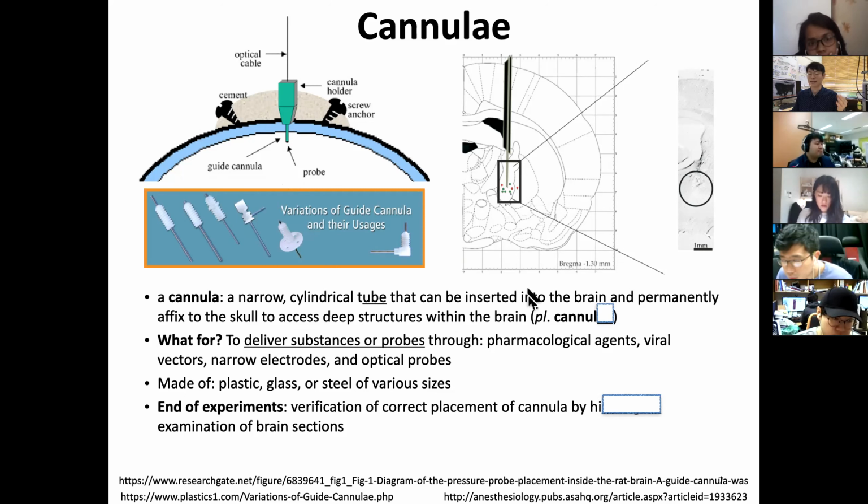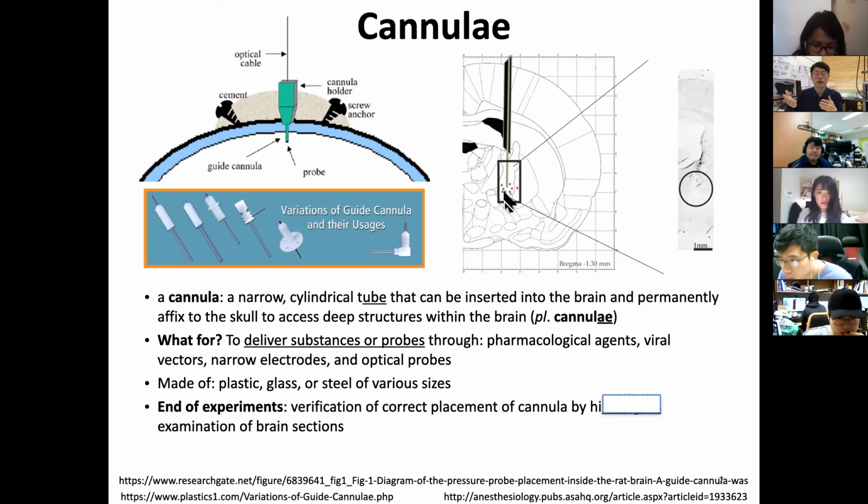In that case, the plural is called cannulae, as you can see in the title. Okay, so why do we need this? To deliver substances or probes through it. For example, we want to give a drug, a pharmacological agent, to a specific region of the brain.